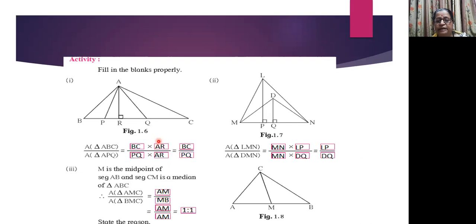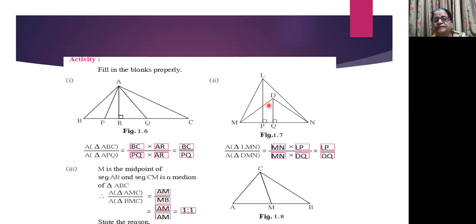AR is common, so it gets cancelled. What remains? BC divided by PQ. Therefore, area of triangle ABC divided by area of triangle APQ is equal to BC divided by PQ.